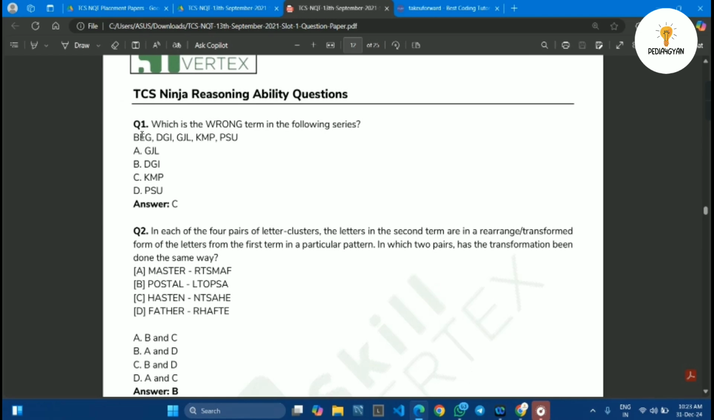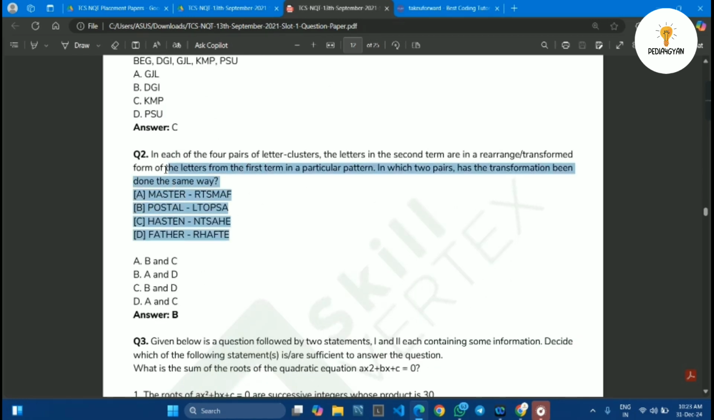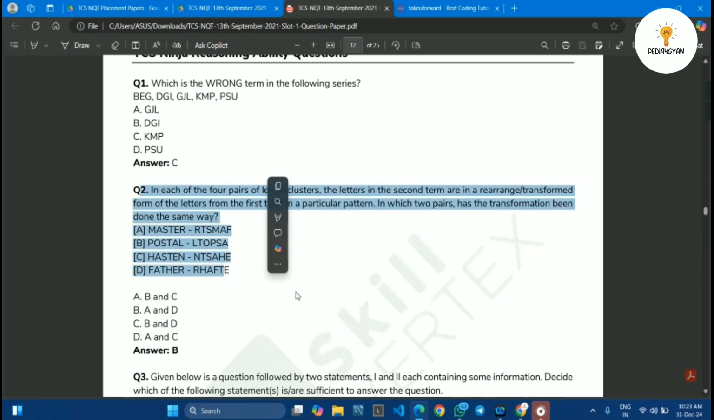This is an odd man out question. This was also odd man out, and this is the same pattern. I have seen this question. I will share the PDF of the previous year questions too. This question was also asked in 2022, and this question was also asked. So this is the same pattern.